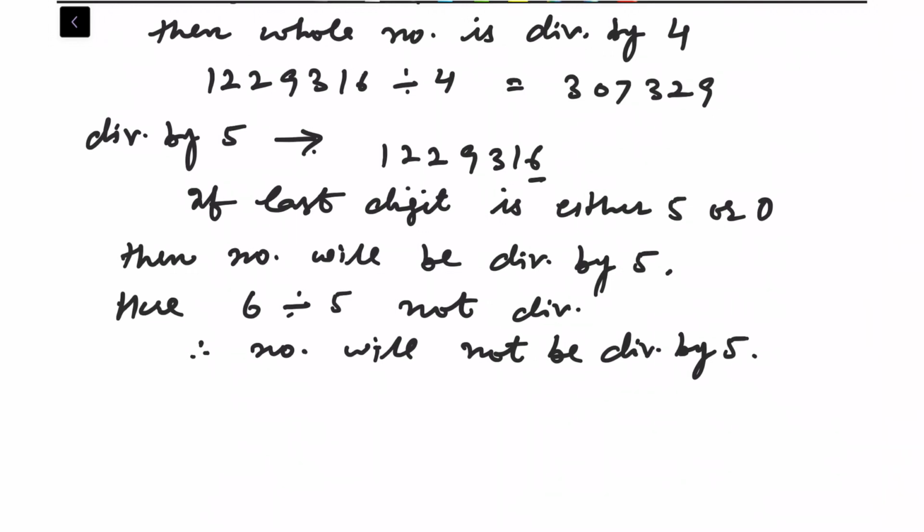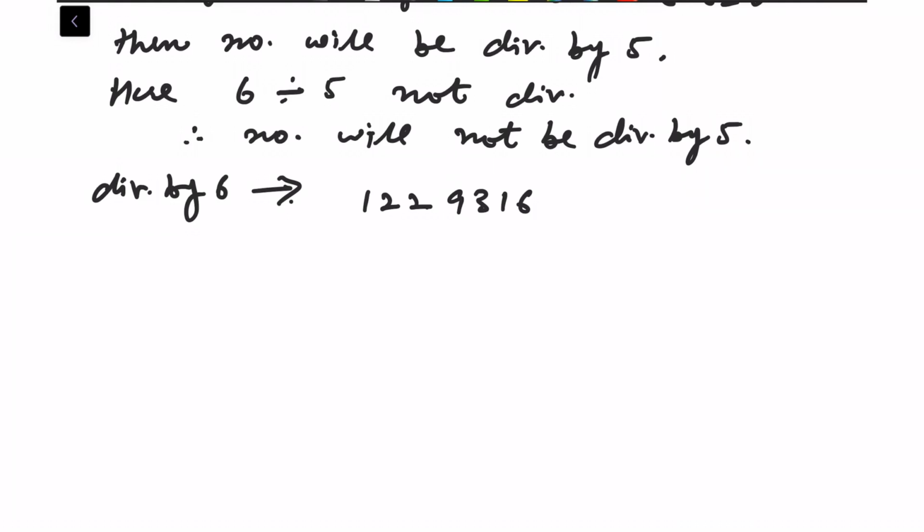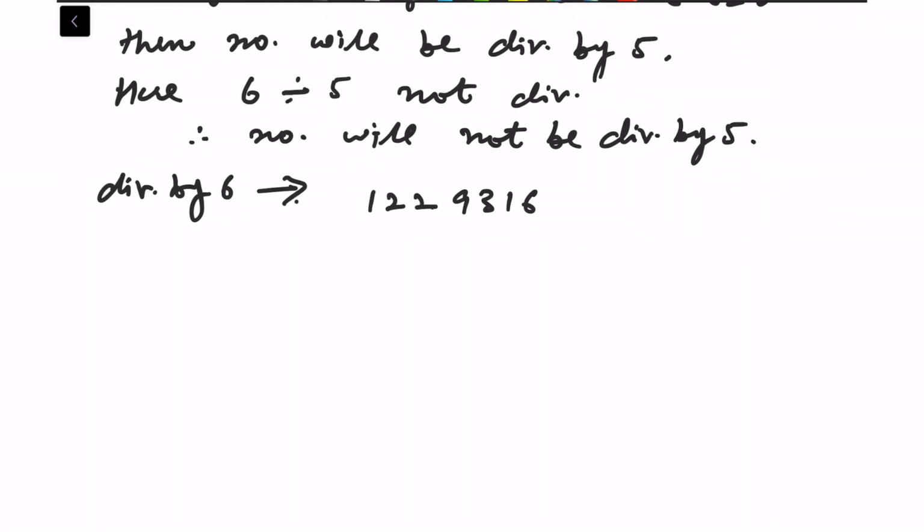Next, we will see the divisibility by 6. We will take the number again. To see if it is divisible by 6, we will have to see if it is divisible by 2 and 3 both, because the factors of 6 are 2 and 3. If the number is divisible by 2 and 3 both, only then the number will be divisible by 6.